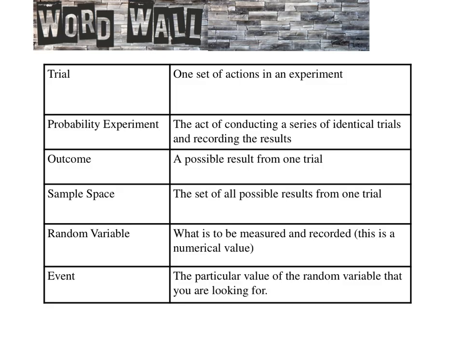Sample space is the set of all possible results from one trial. So this depends. If I'm flipping a coin once, that means that my sample space is a head or a tail. If I flip 2 coins, that changes my sample space. The random variable is what is to be measured and recorded, and this is a numerical value. And the event is the particular value of a random variable that you're looking for.